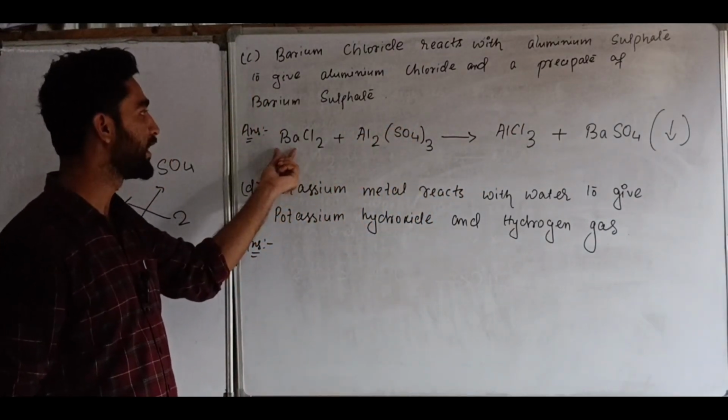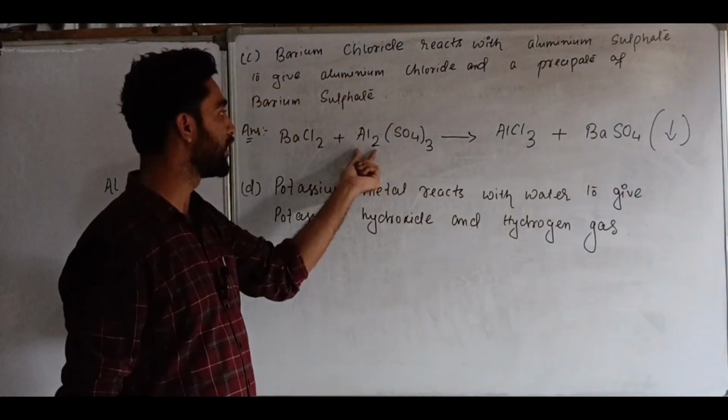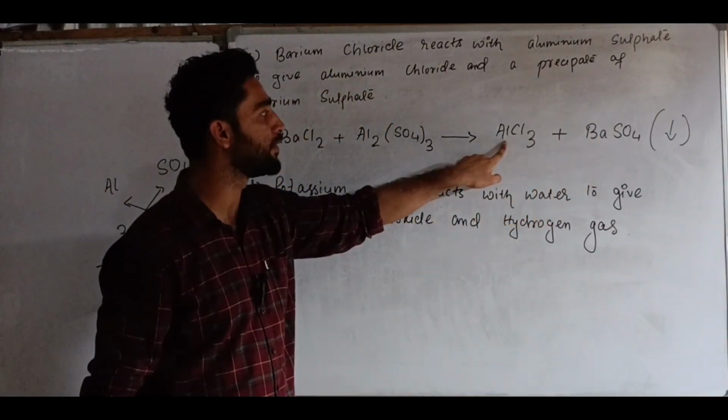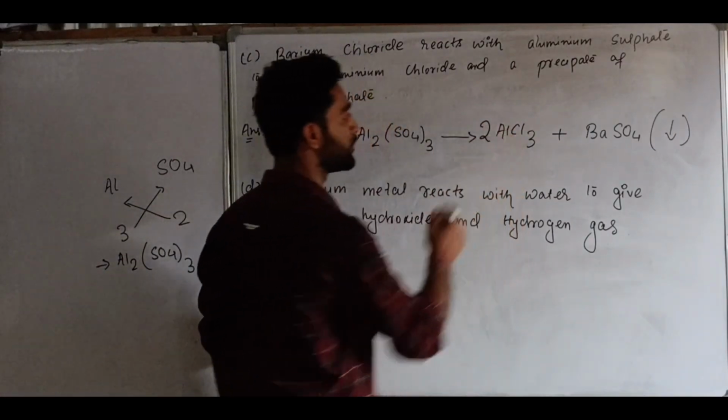Now check. Barium left hand side 1, right hand side 1. Barium is balanced. Now check the aluminium. Aluminium 2, here aluminium 1. So aluminium is less. So this side put 2.